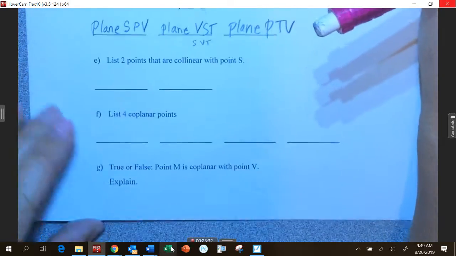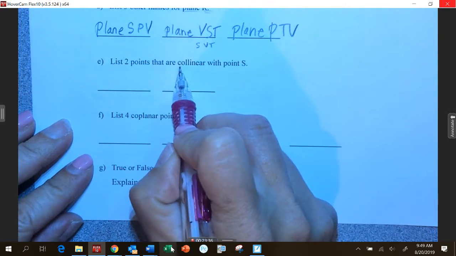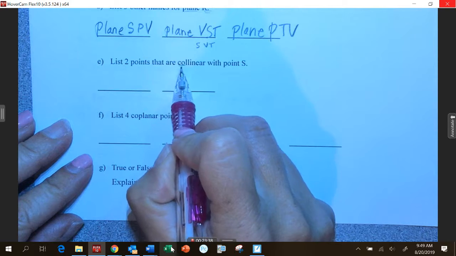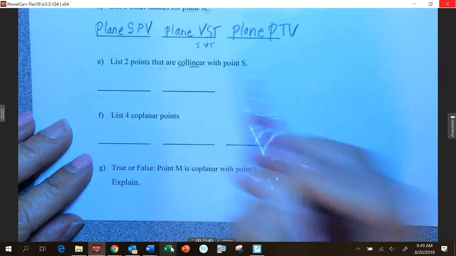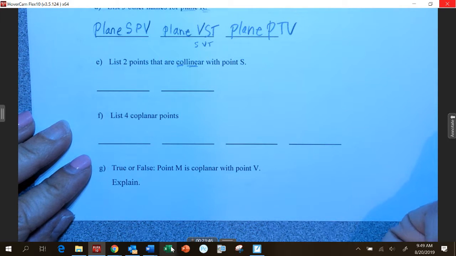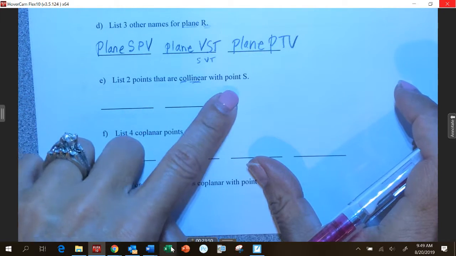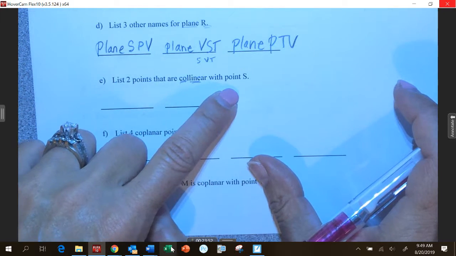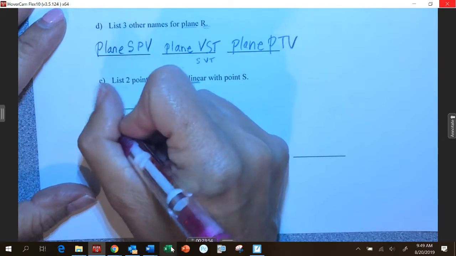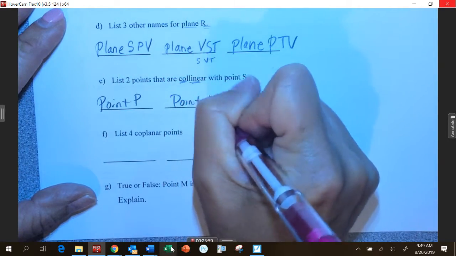Almost done. List 2 points that are collinear with point S. If you forget what collinear means, you look at the word. Co and line are in the same word there. Collinear, same line. So with point S, Bella, do you think you can tell me 2 points that are on the same line with point S? Okay, so I'm going to write point P and point T.